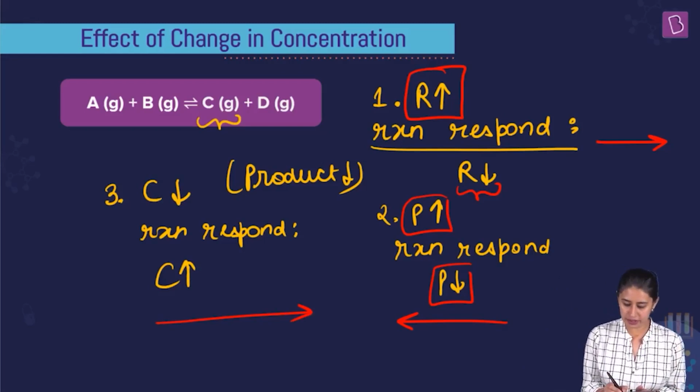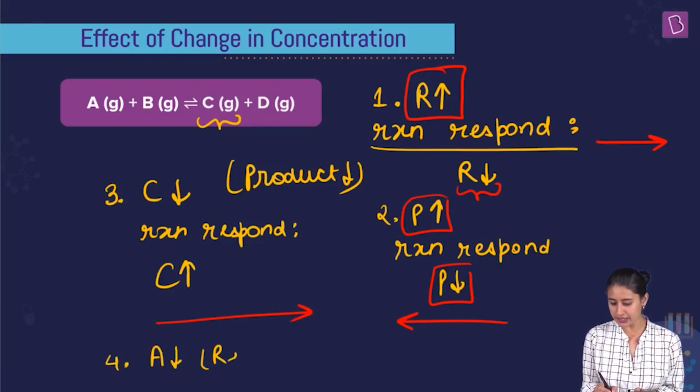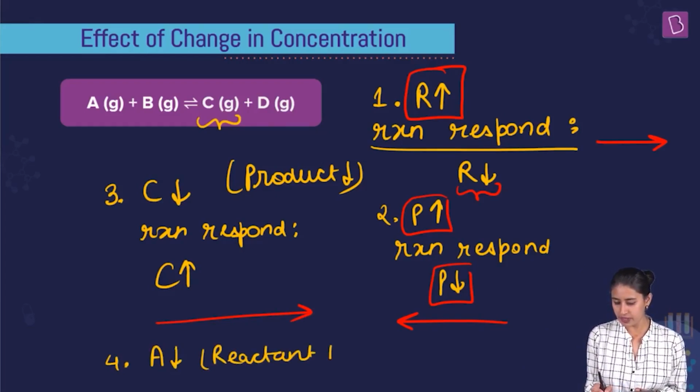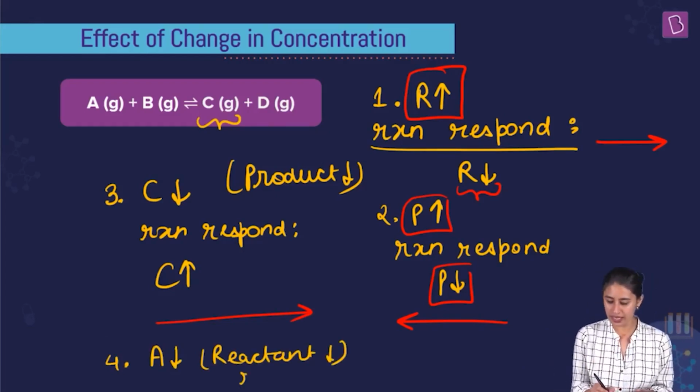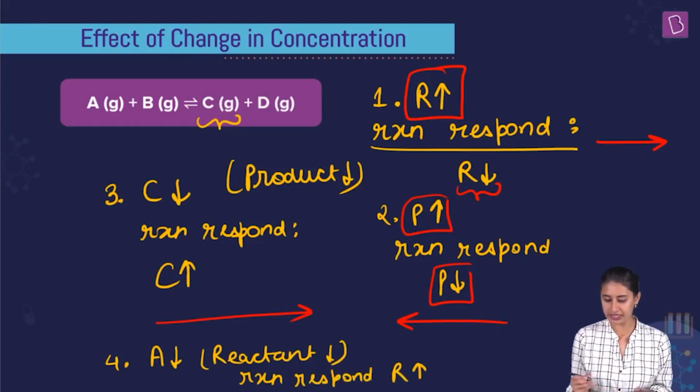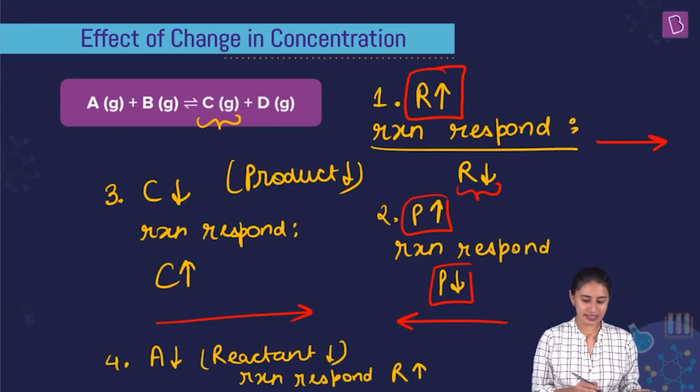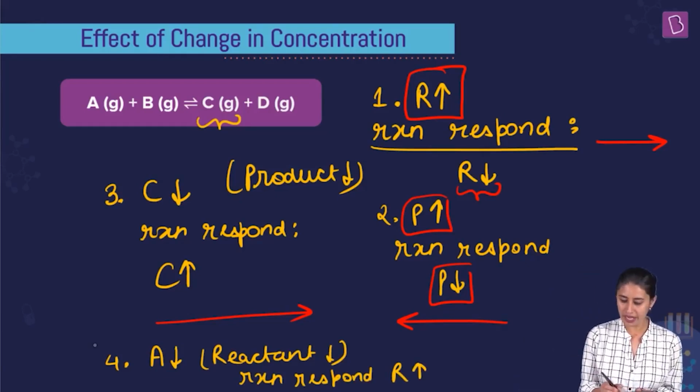Similarly, in the fourth case, I decrease the concentration of the reactant. So the reactant decreases. How will the reaction respond? The reaction will respond in such a way that the reactant increases. How will the reactant increase? If the reaction goes backward.